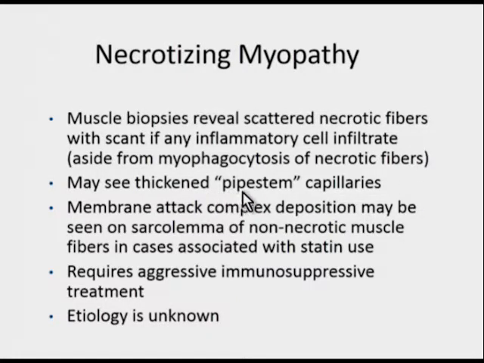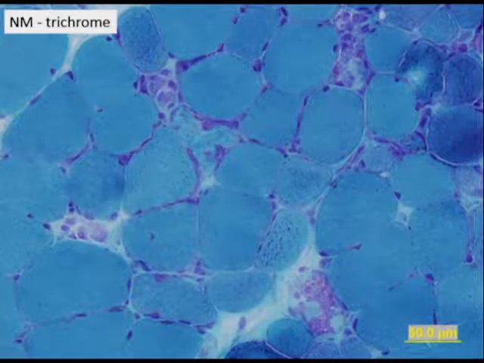One may see thickened pipe stem capillaries, but not the sort of necrotizing change that is present in dermatomyositis, or inflammation. One can see MAC deposition on the sarcolemma of non-necrotic muscle fibers in the statin cases, and this particular disorder requires aggressive immunosuppressive treatment. The etiology, aside from those associated with statins, is unknown.